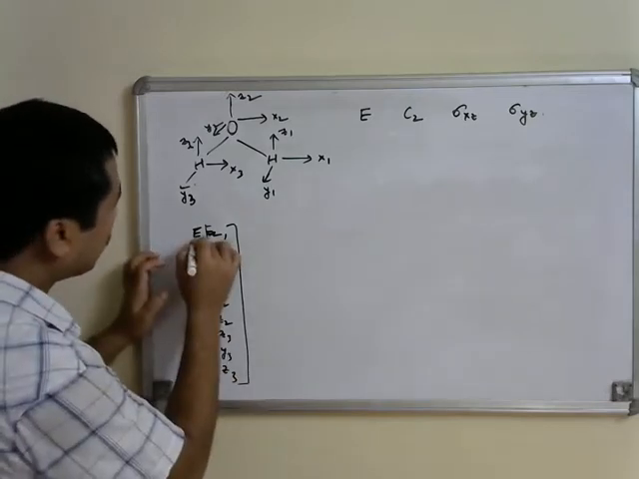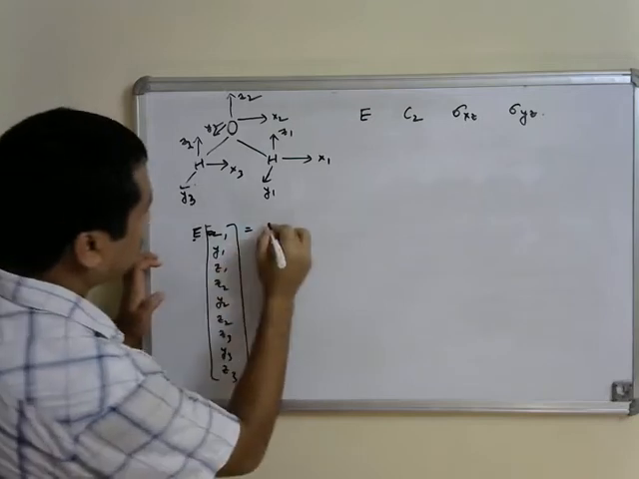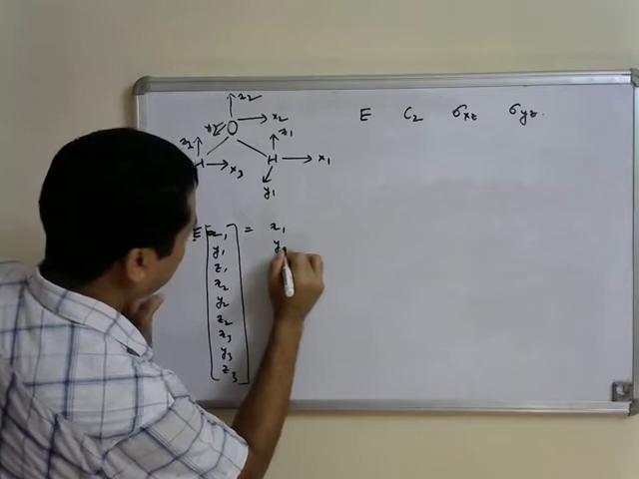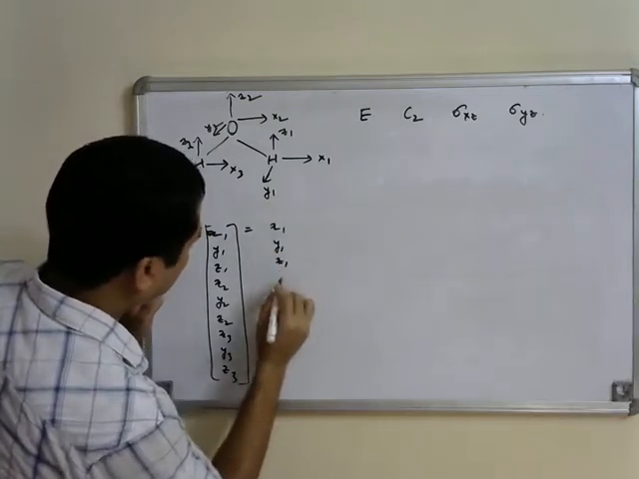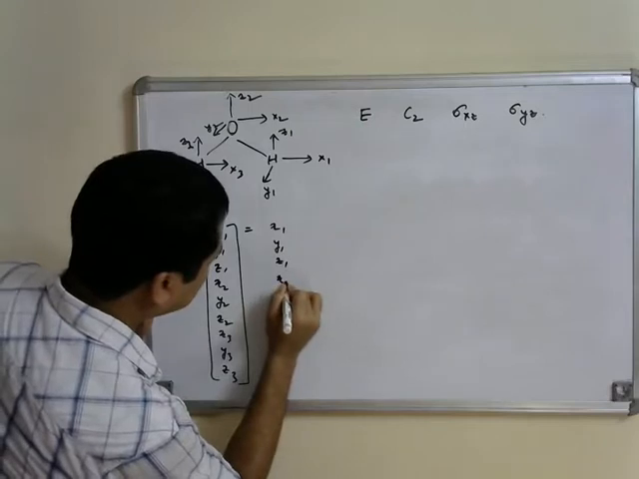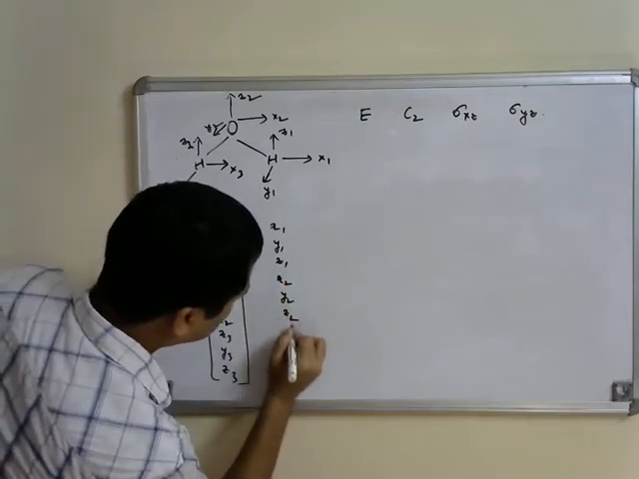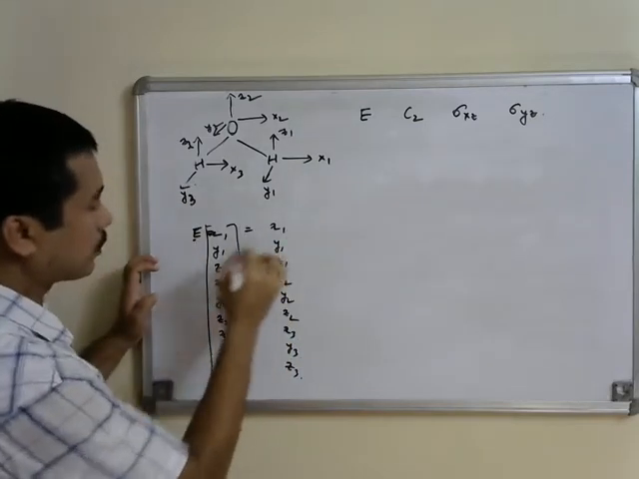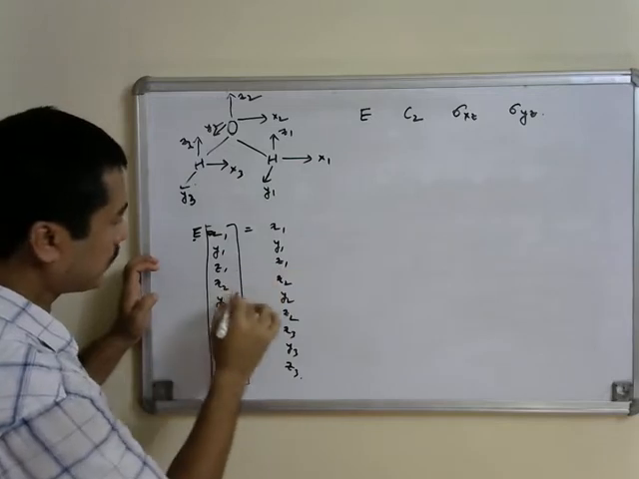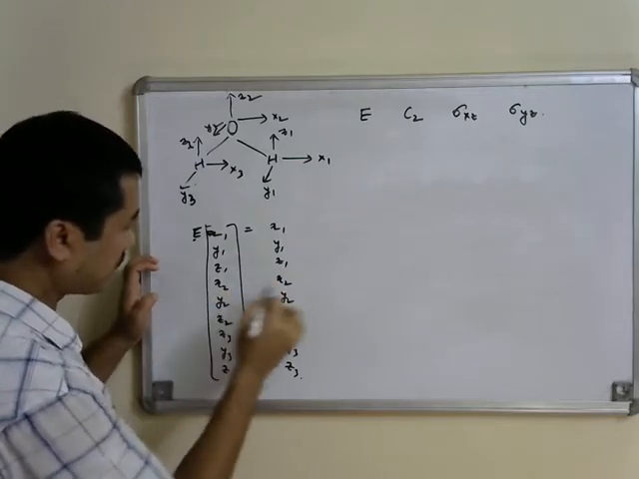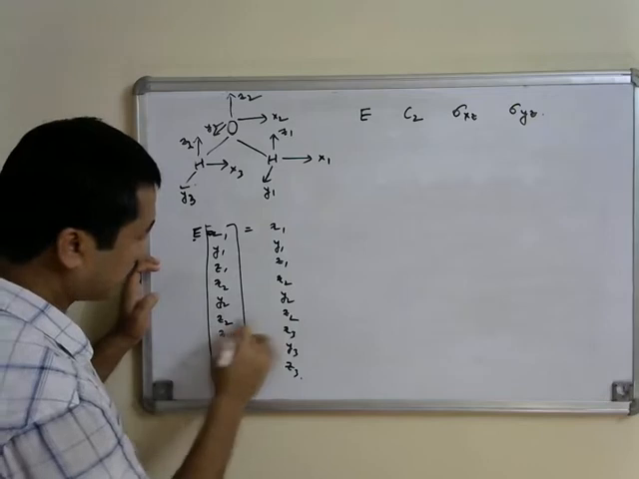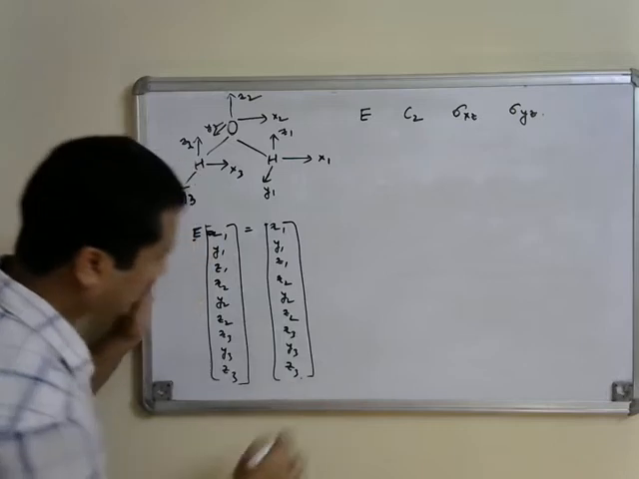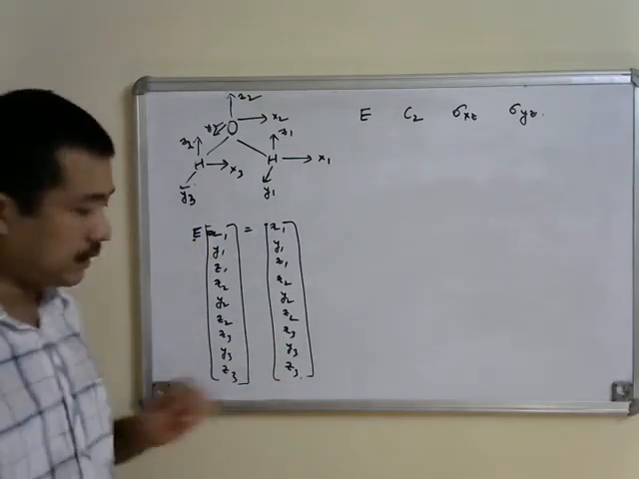So when we do the identity operation, the column vector does not change, and the result is going to be the same. x1 goes to x1, y1 goes to y1, z1 goes to z1, x2 remains x2, y2 remains y2, z2 remains z2. Similarly, x3, y3, and z3 also remain as x3, y3, and z3.